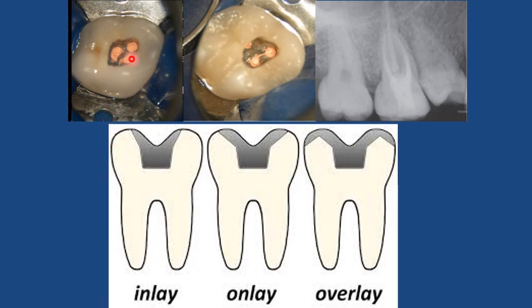This is an example of a conservative access opening. We just restored the access opening. This is the X-ray. This is the inlay for the center of the tooth and in between the cusps. Then this is the onlay extended to cover the cusps, while the overlay involves all the occlusal or biting surface.